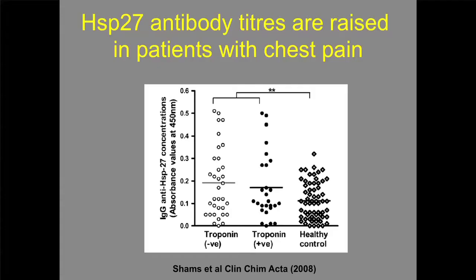And you can see these are three groups: healthy controls, and individuals with chest pain who are troponin positive and troponin negative. So these patients here have had a heart attack. And these patients here have not had a heart attack, but have probably got atherosclerotic heart disease. And therefore, they've probably been exposed to heat shock proteins in the past and developed antibodies to them. So not entirely normal, as it were. They just haven't had a heart attack on this occasion. So I'm just trying to explain what's been going on here.